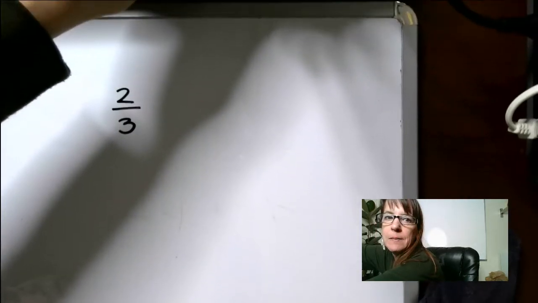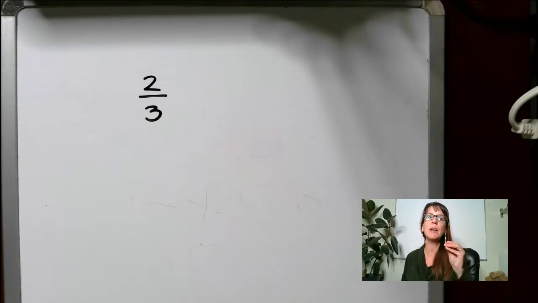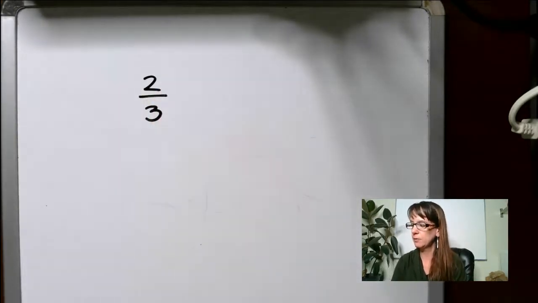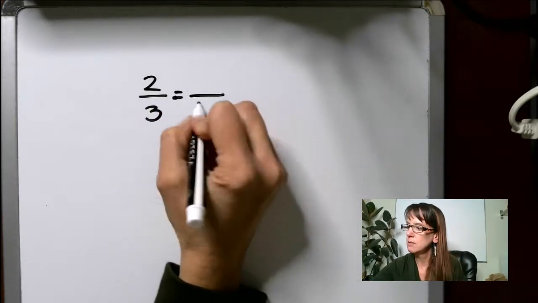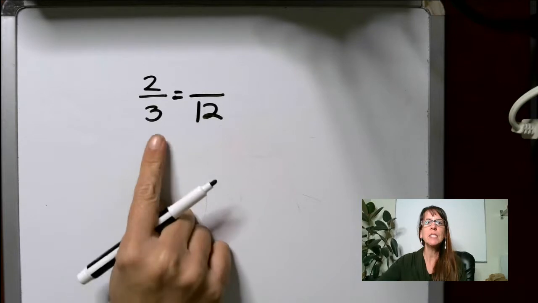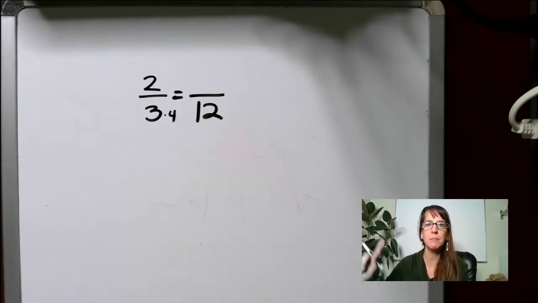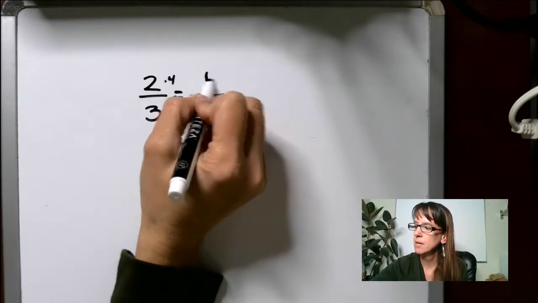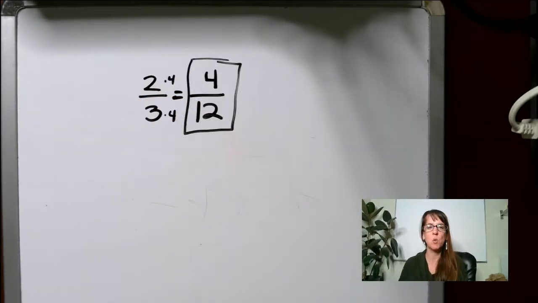Okay. So I want to find an equivalent fraction for 2/3 that has a denominator of 12. Denominator is on the bottom, right? So what do I need to multiply 3 by to get 12? I gotta multiply it by 4. If I do it on the bottom, gotta do it on the top. An equivalent fraction for 2/3 with a denominator of 12 is 8/12.